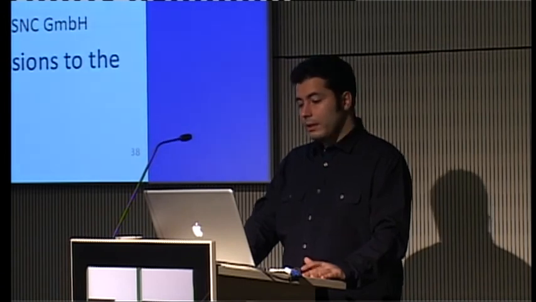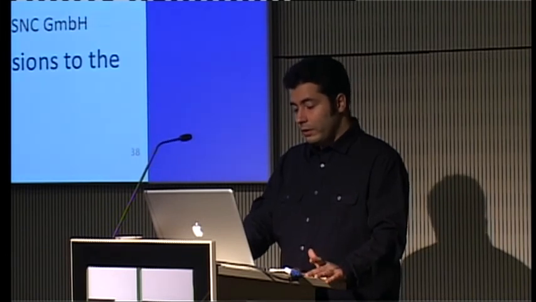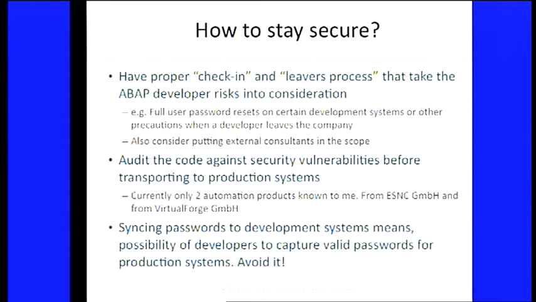I would say analyzing the systems with an ABAP integrity checker is a very good way to detect these kinds of manipulations, but there are many products. So the one I know is from Mariano from Onapsis, and another one is the one that we made at the company. So not many options in that area. And the development systems should never have access to the folders from which production systems import these transports and install them on their systems, because the developers can simply manipulate them, and then the malicious code jumps to your production system.